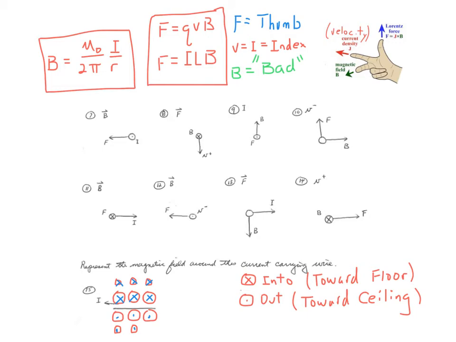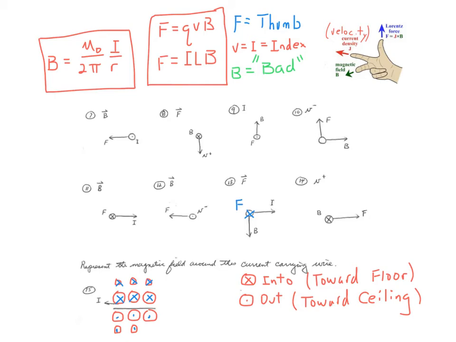I have this paper laying on my table, so I'm doing all this from the perspective of this paper lying on the table. My index finger has to point to the right. My bad finger has to point towards the back of the room, behind me. Automatically, my thumb points towards the floor. So the answer to that one is towards the floor. The force vector, F, is towards the floor.